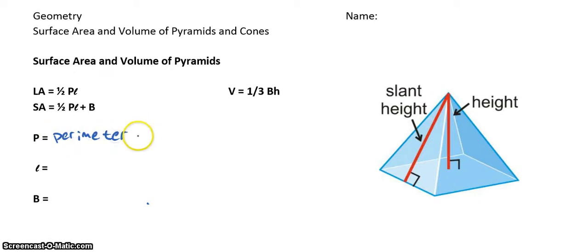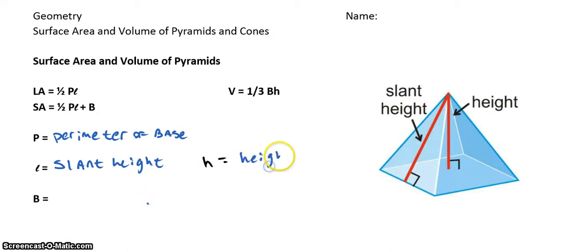Perimeter of the base. And the base of our pyramid, we're going to be dealing with squares. Typically it's going to be a square. Then the L stands for slant height. Slant height. Now, I'm going to add something here, and it's going to say H. And the H stands for the height.